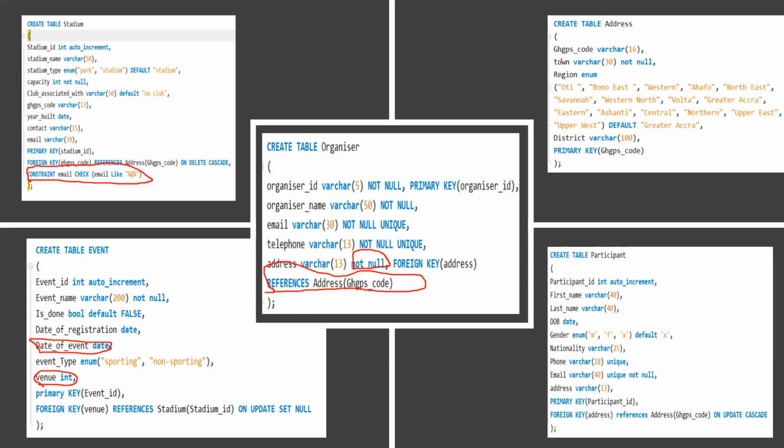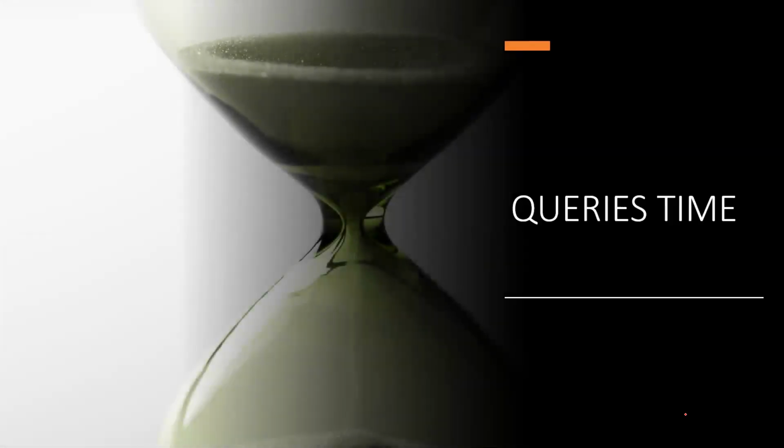Then we continue with our address. Again, the Ghana Post GPS is our primary key. And standardly, the Ghana Post GPS is maximally 16 long. Then we continue with the participants, and again, the referential integrity is ensured here. So you go straight to our queries, and I hope you stick with me.